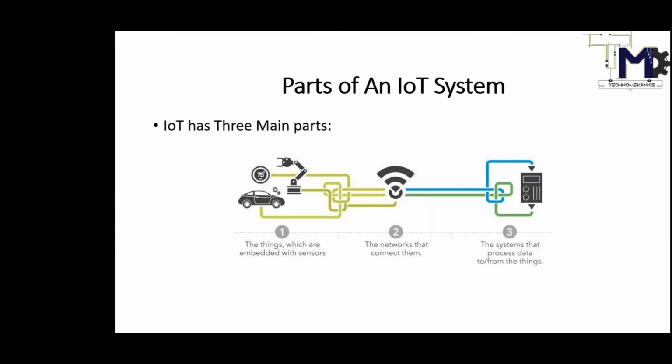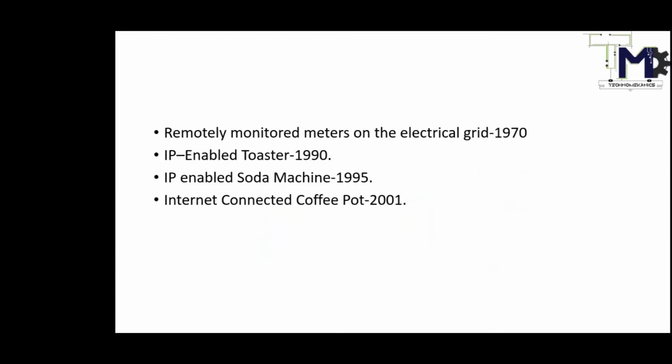As we are seeing now, IoT has been quite popular, we are seeing it everywhere. But the thing is that it was introduced quite a while ago. So we are going to discuss some case studies of IoT that were done before the 2000s. As you can see on my screen, there is a remotely monitored meter of an electric grid which was used in 1970, an IP-enabled toaster, IP-enabled soda machines, and an internet-connected coffee pot. We will discuss all these things one by one.